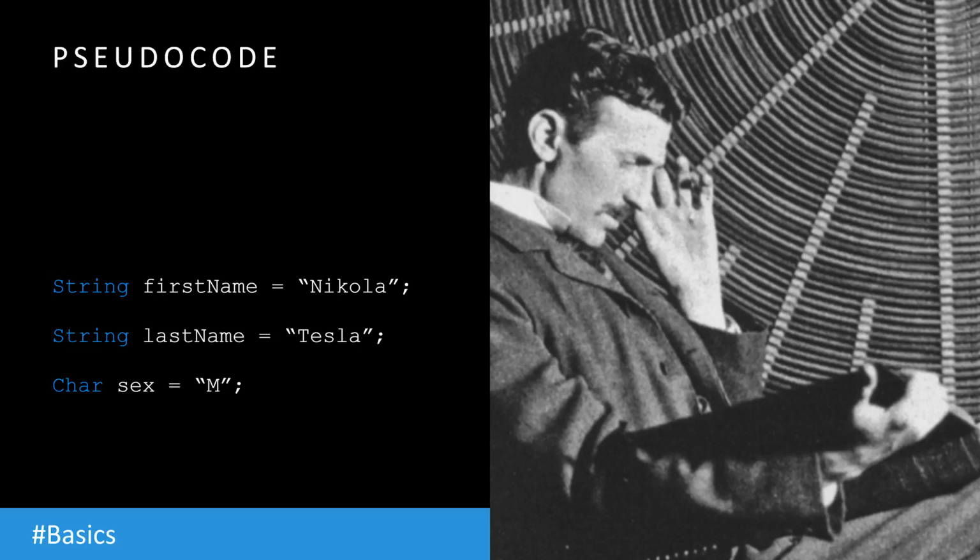So basically it reads that, hey, this first line says we have a string. We're going to call it first name, and then we're going to set its value equal to Nikola. We have another line here. It's a string. It's a last name. That's the name of the object. And then we set it equal to Tesla. And finally, we have a character called sex, and it has a value of M for male.